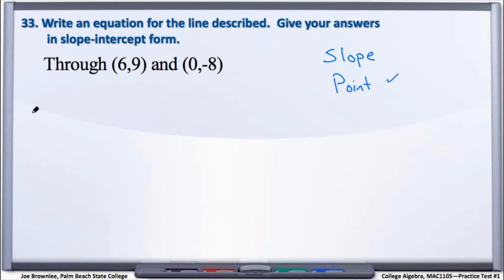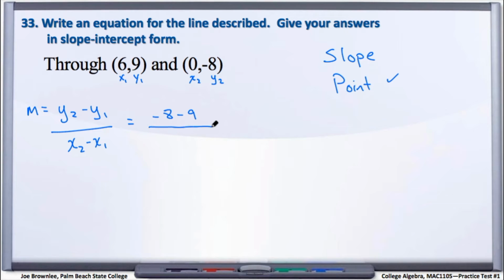So let's use the slope formula, y2 minus y1 over x2 minus x1. Let's find a slope and then we can proceed from there. All right, again, I like to label my points so I can try to stay organized. So x1, y1, x2, y2, and now we'll take this information and plug it in. So y2, -8, minus y1, which is 9, over x2 minus x1, so 0 minus 6.